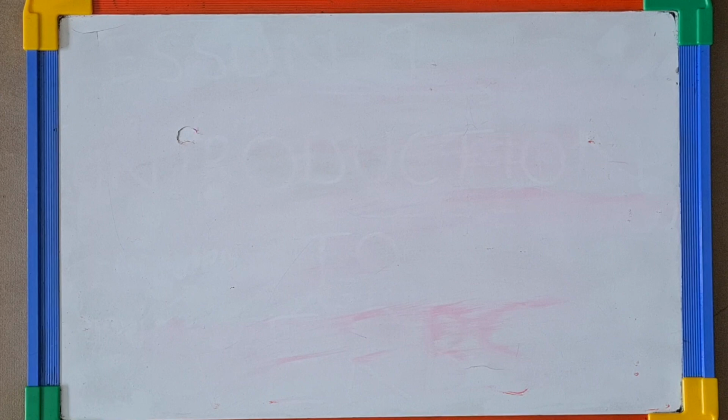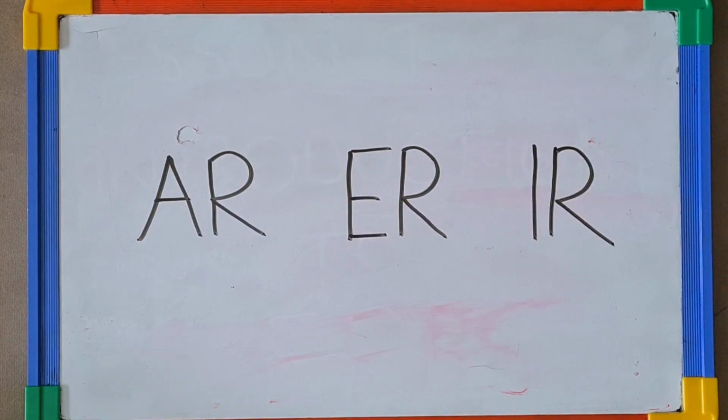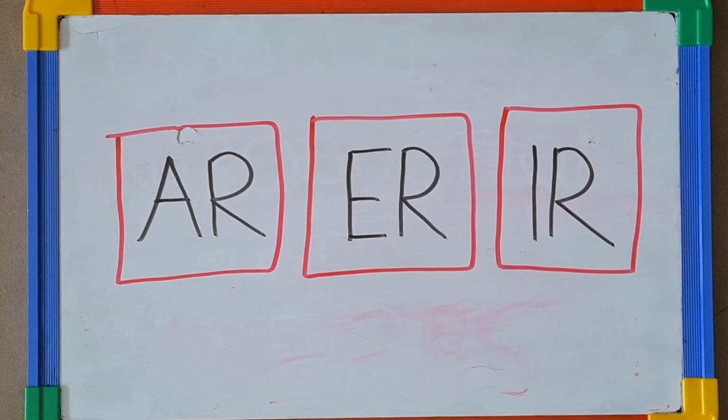In the Spanish language, infinitive verbs will always end in one of these three endings. So let's have a look at them now. They are haya, haya, and haya. Let's go through those one more time. Haya, haya, and haya.